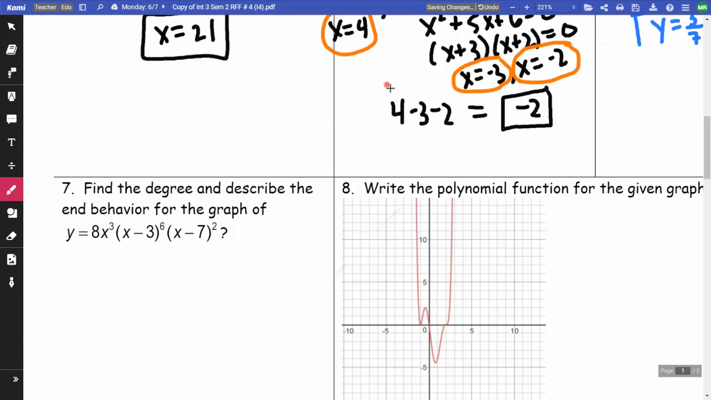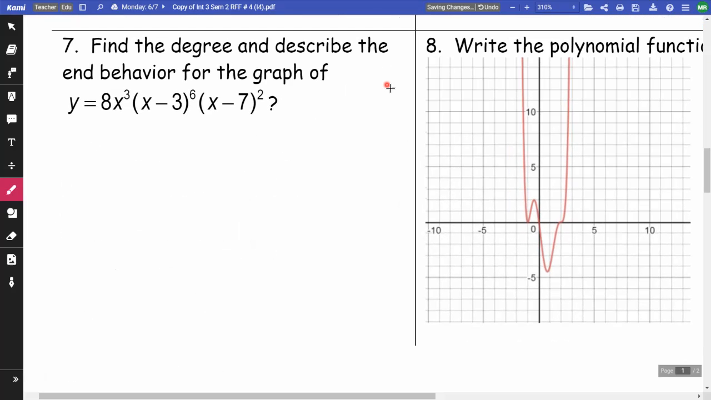On number 7, find the degree and describe the end behavior of the graph. So this, I have a 3 plus a 6 plus a 2. So that's 8 and 3. So I get an 11. So it's degree 11, which is odd.